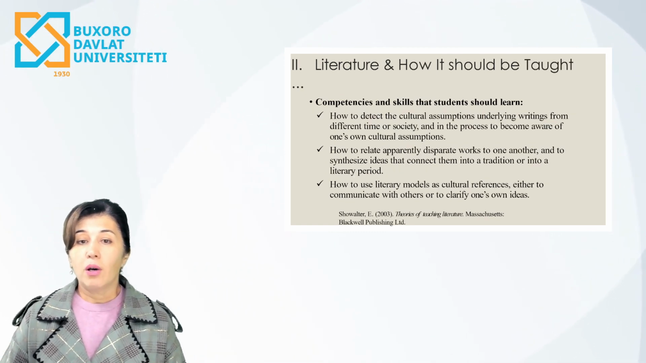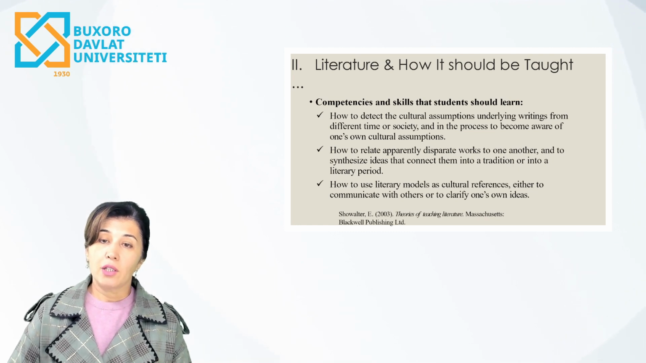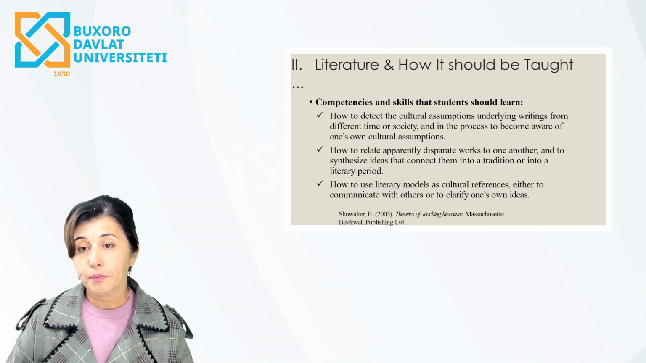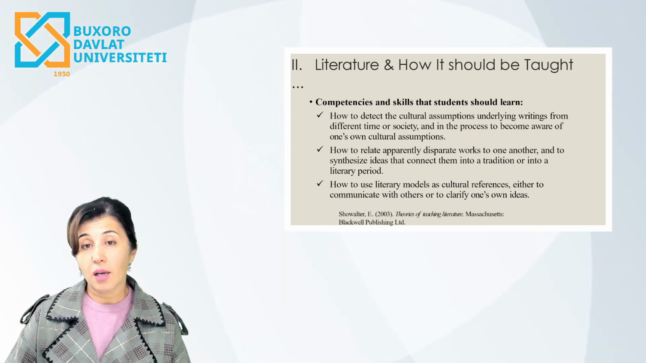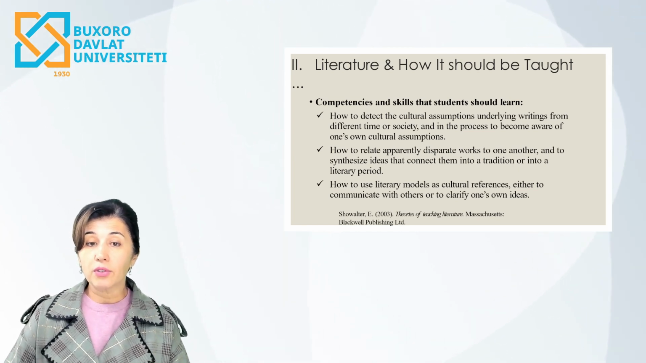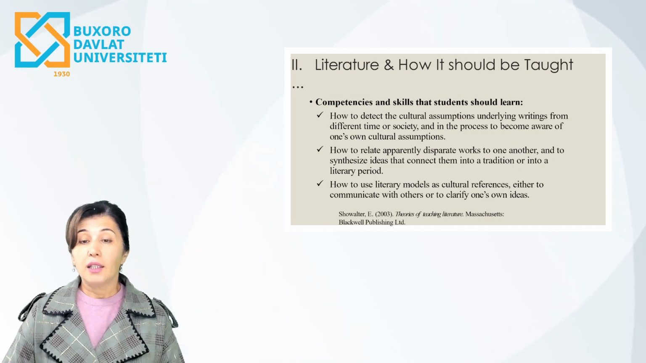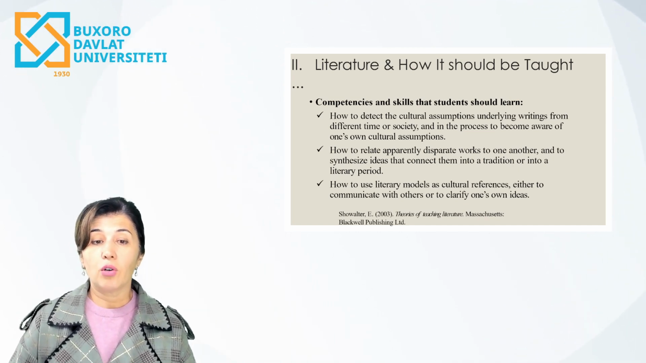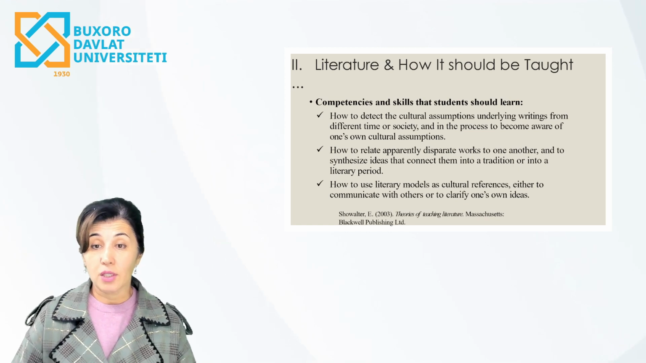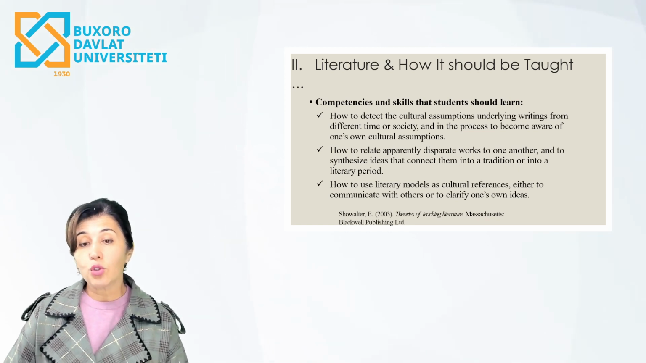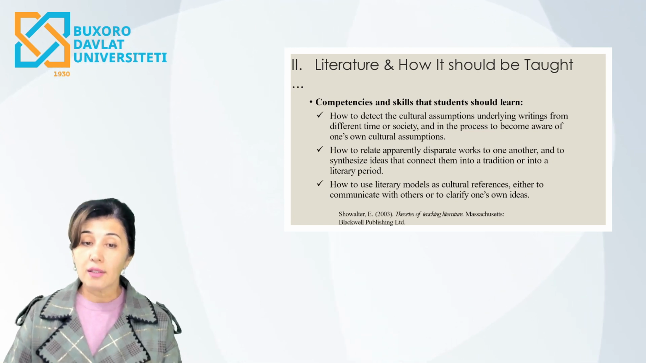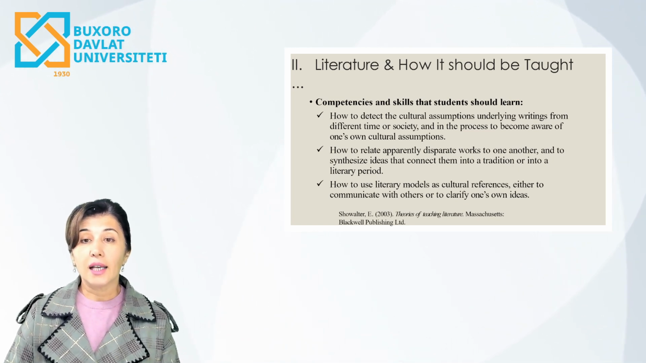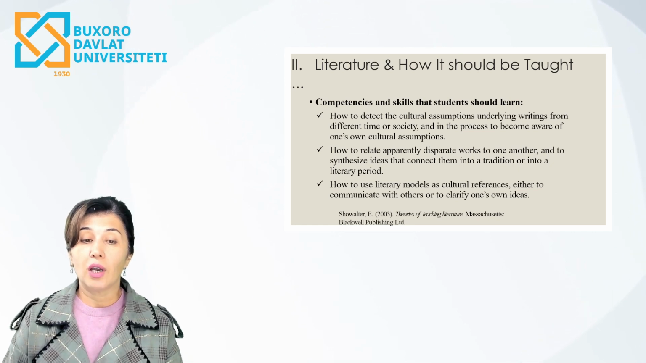Now let's talk about another aspect of how literature should be taught. Students should also learn how to detect cultural assumptions underlying writings from different times or societies, and in the process to become aware of one's own cultural assumptions. They should also learn how to relate apparently disparate works to one another and to synthesize ideas that connect them into a tradition or into a literary period.